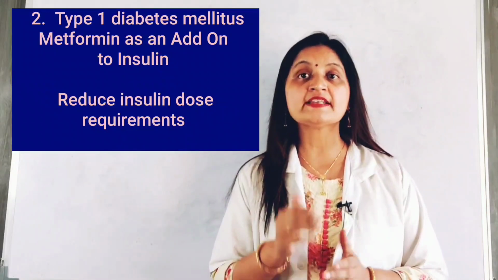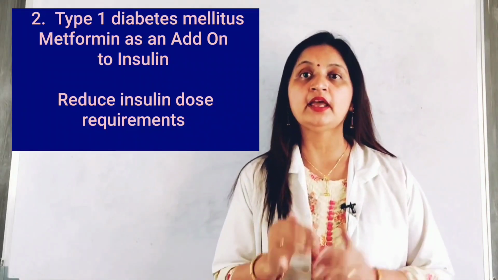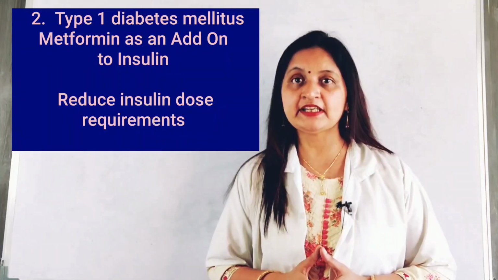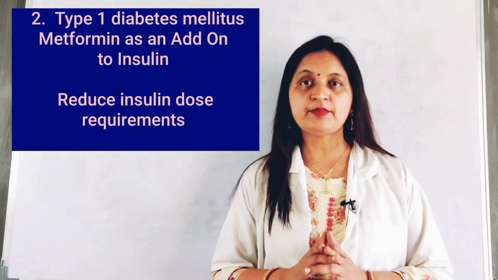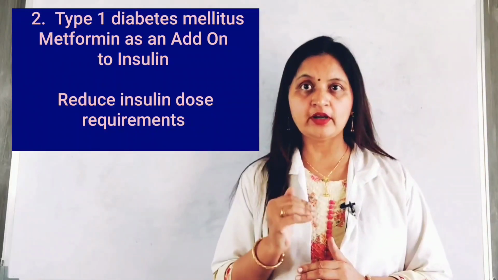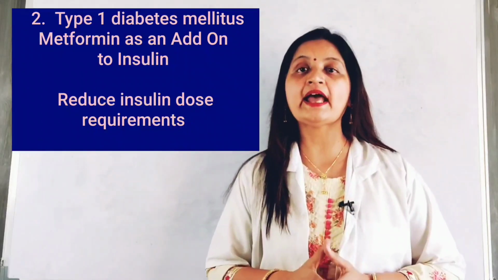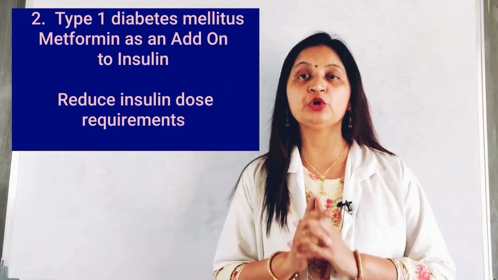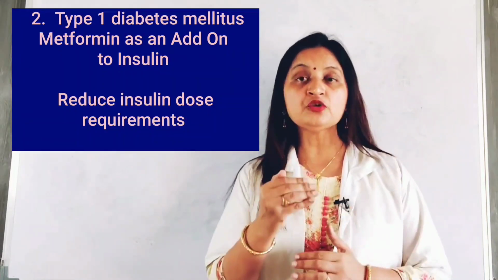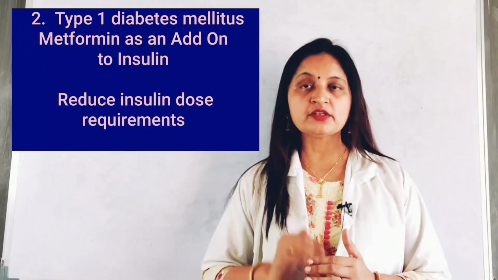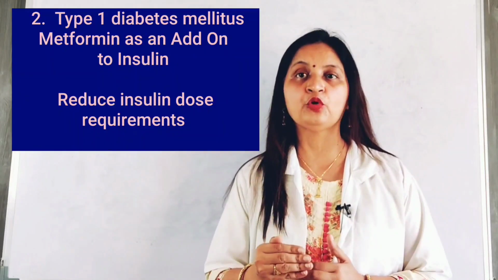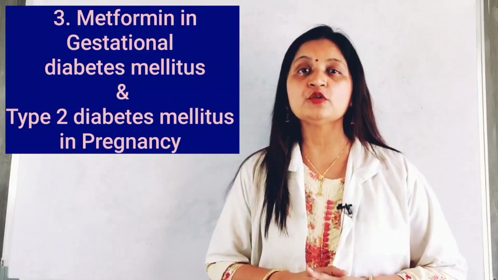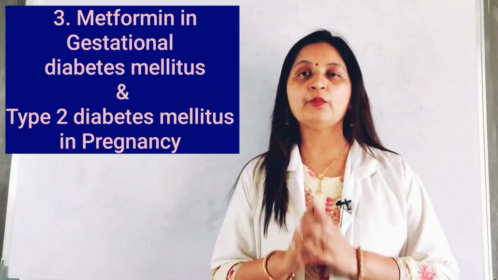The second use of metformin is type 1 diabetes mellitus. Metformin is often used as an add-on therapy to insulin in the treatment of type 1 diabetes mellitus. This is because metformin reduces insulin resistance, improves or enhances insulin action, and this helps in reducing the insulin dose requirements. So insulin dose requirements are reduced, insulin sensitivity is improved, the glucose utilization is improved, and this is particularly useful in young diabetics with obesity.